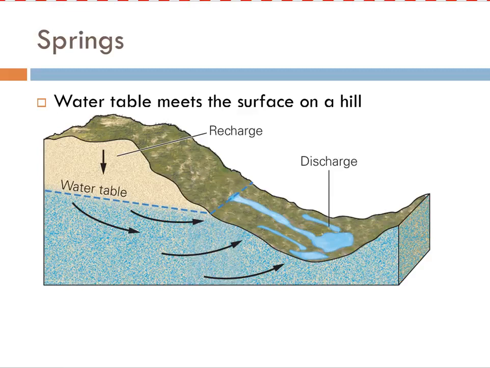Another thing that can cause it is where the water table meets the surface, like on a hill, like in this picture. This happens where you've got lots of topography, and usually in particularly humid environments where the water table is very close to the surface anyway.